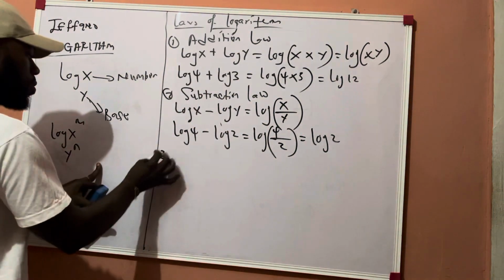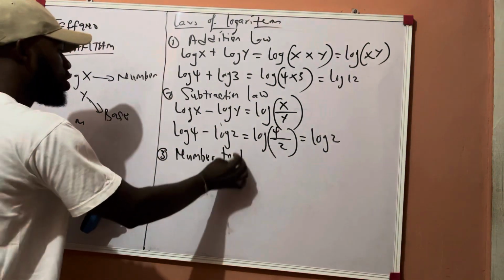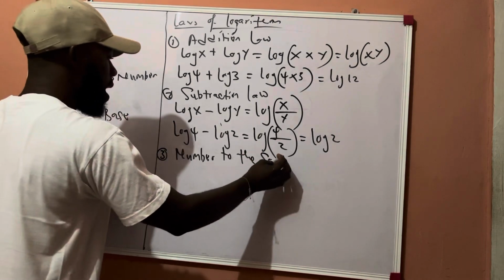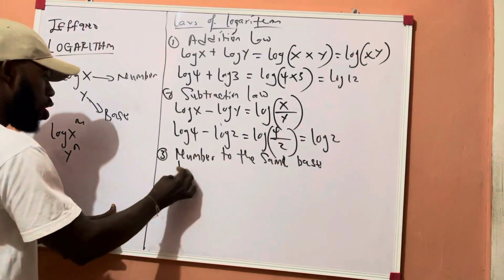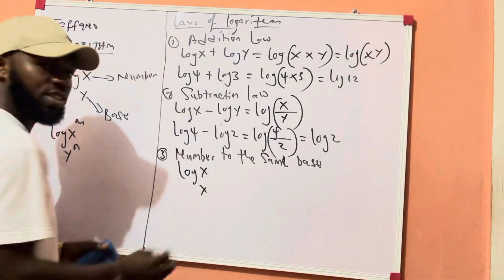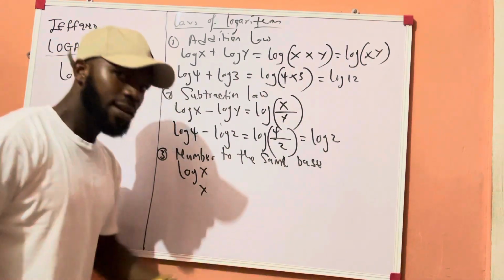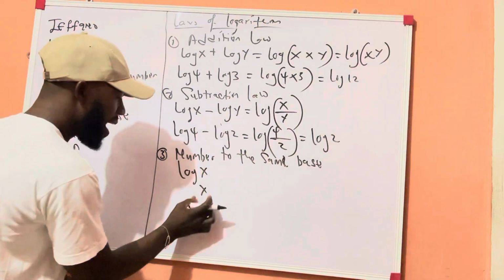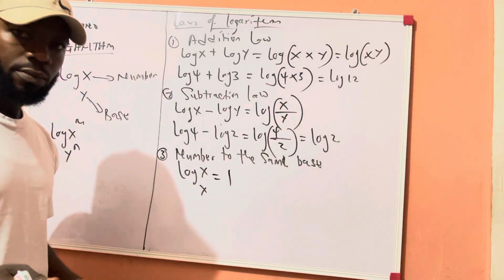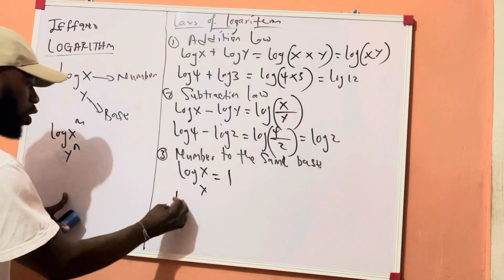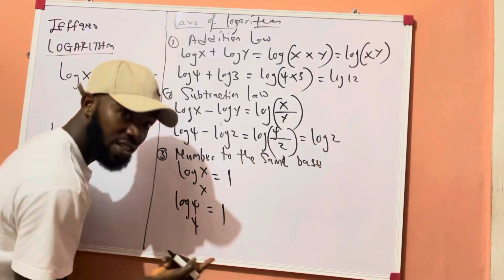Now, going to the third law, which is called number to the same base. Like this: log x base x. Class, look up. We said this guy here is the number. This guy here is the base. When you notice that the number and the base are the same, the answer becomes 1. You don't need to solve it. So, using numbers, if I have log 4 base 4, class, what's the answer? 1. Because the number and the base are the same.